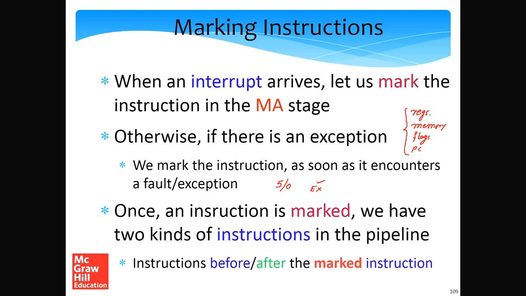Alright, so now once an instruction is marked, we have two kinds of instructions in the pipeline. One set of instructions after the marked instruction, and one set of instructions before the marked instruction. Our job is to ensure that all the instructions after the marked instruction complete, right? And none of the instructions before the marked instruction complete. That's our job to ensure, alright? That everything after it completes and nothing before it completes. Completes means either reaching the MA stage or making a change to the registers or memory. So the flags register is not a part of this.